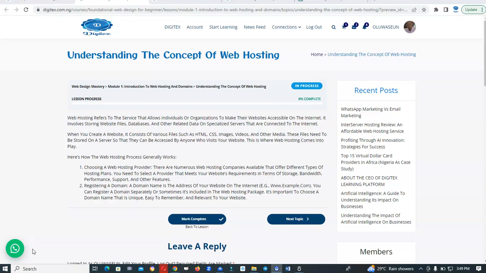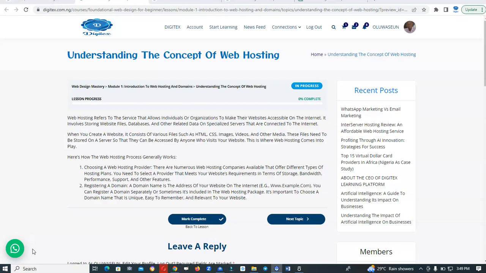So what makes your website accessible on the internet is what is called what? Web hosting. So it involves storing website files. If you come to Digitest website, you see videos, you see pictures. So what is keeping that functional is web hosting. You see the database, all the informations of all the customers that have been registering on our website is on the database. Another related data on specialized server that are connected to the internet.